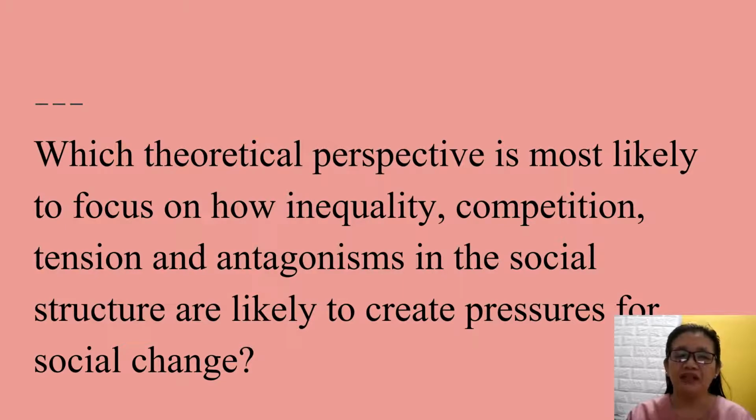Which theoretical perspective is most likely to focus on how inequality, competition, tension, and antagonisms in the social structure are likely to create pressures for social change? Again, among the 3 social science theories, structural functionalist, Marxist or conflict, and symbolic interactionism, which theoretical perspective is most likely to focus on how inequality, competition, tension, and antagonisms in the social structure are likely to create pressures for social change?